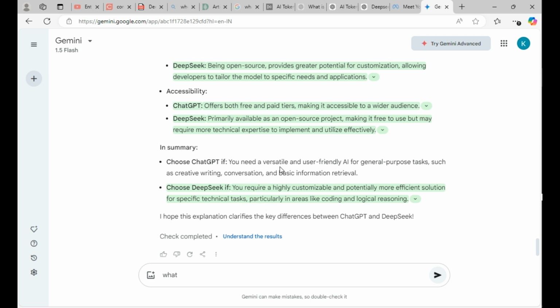you need a versatile and user-friendly AI for general purpose tasks such as creative writing, conversation, and basic information retrieval, go with ChatGPT. If you require a highly customizable and potentially more efficient solution for specific technical tasks, particularly in areas like coding or logical reasoning, go with DeepSeek. And honestly, this is beautiful, guys.